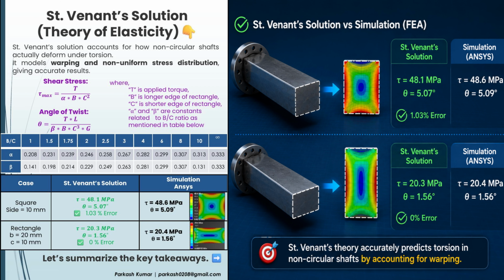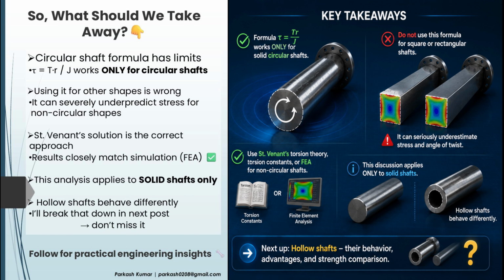When we apply St. Venant's equations to the square shaft, the predicted maximum stress is 48.1 megapascals, while ANSYS gives 48.6 megapascals. The angle of twist also matches almost perfectly. For the rectangular shaft, the agreement is even better. The analytical solution predicts 20.3 megapascals, and ANSYS predicts 20.4 megapascals. Once warping is included, theory and simulation agree remarkably well.